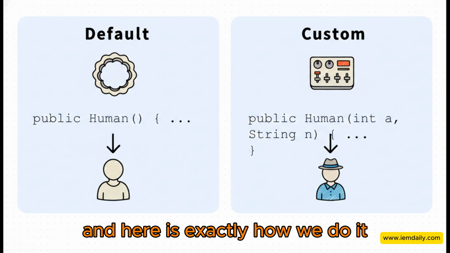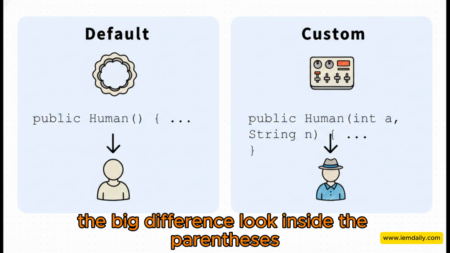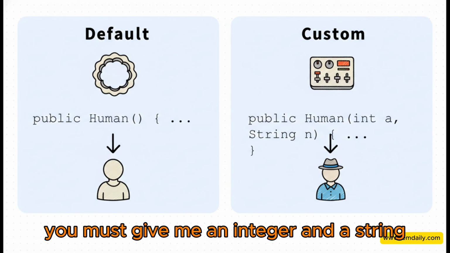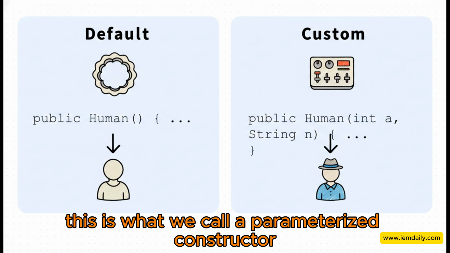And here is exactly how we do it. On the right, you can see we've written our own custom constructor. The big difference? Look inside the parentheses. We are now telling Java, hey, to create a Human object, you must give me an integer and a string. This is what we call a parameterized constructor.